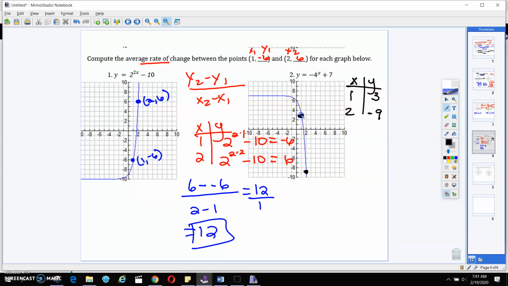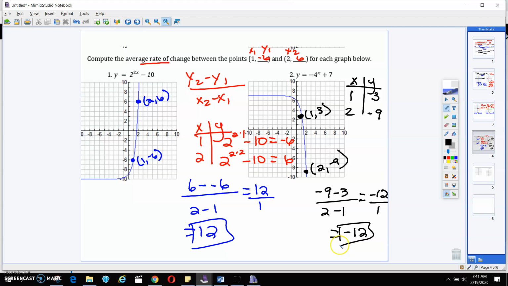So if you either plugged into your equation, you should have gotten 1, 3 or 2, negative 9. You can also just look at the graph. And that's going to give me 1, 3 here and 2, negative 9 here. Okay, it's a lot more challenging to look at the graph, so that's why we have the equation there. But now we're going to plug into our slope formula. So we're going to get negative 9 minus 3 over 2 minus 1. Well, negative 9 minus 3 is negative 12. 2 minus 1 is 1. So our average rate of change is negative 12.